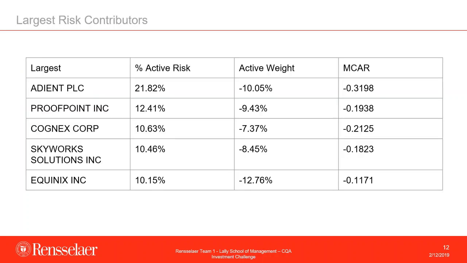Here's a chart for our largest risk contributors. As you can see, it was very volatile. The percentage active risks range from 10.15% to 21.82%. At the top of our list, we have Adient PLC. On the right side of the chart, there's the MCAR. This stands for the marginal contribution to active risk. This is used by multiplying each security's net weight with the MCAR, and that way we will receive each security's contribution to predicted active risk.